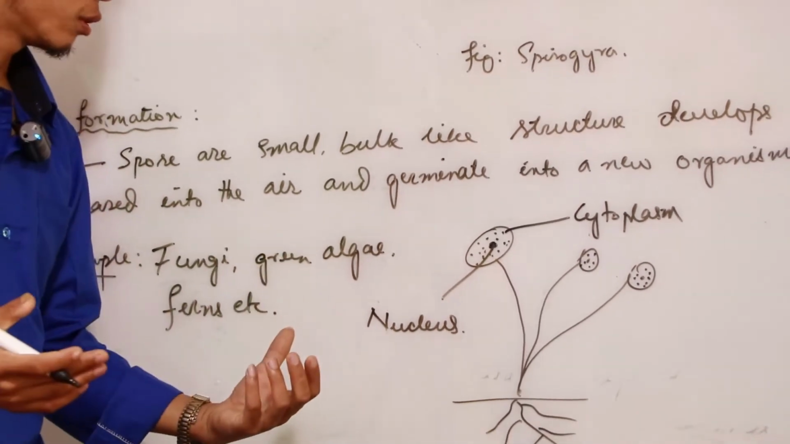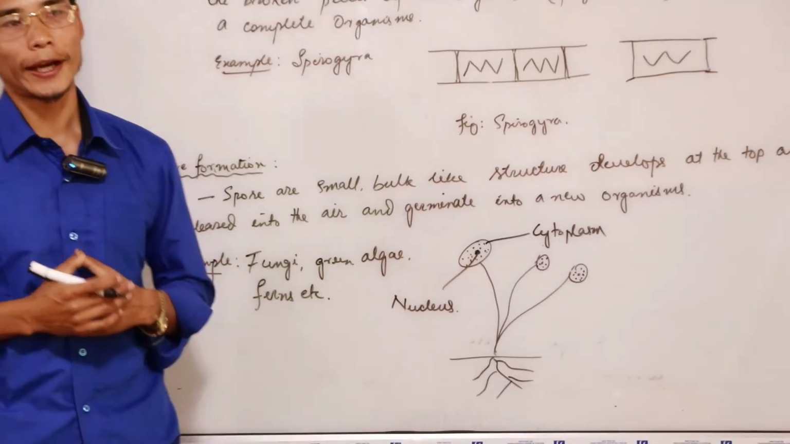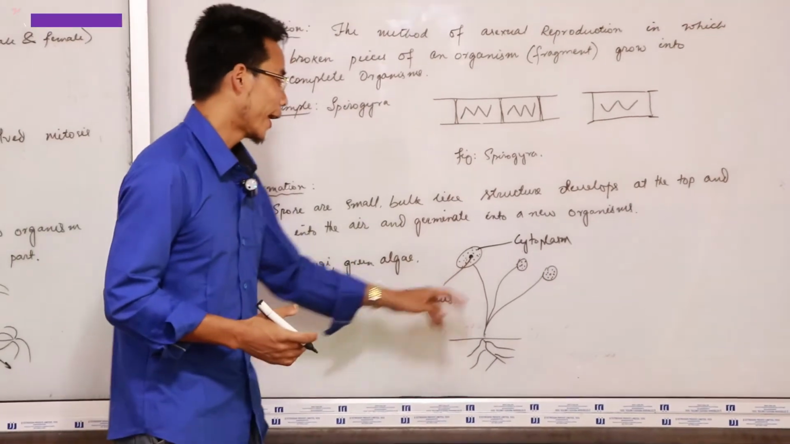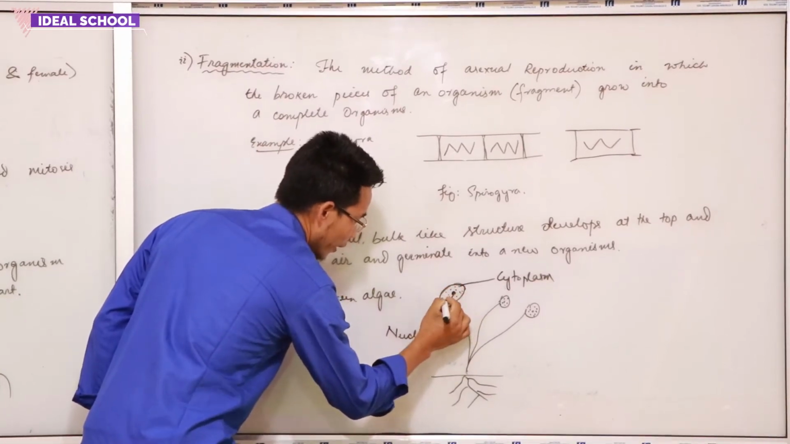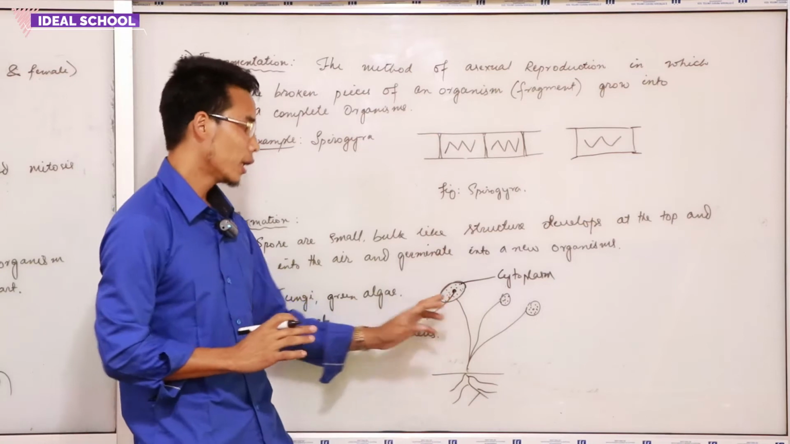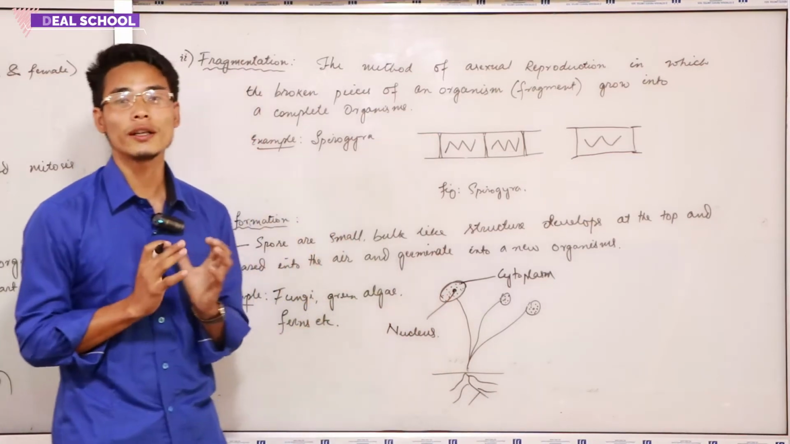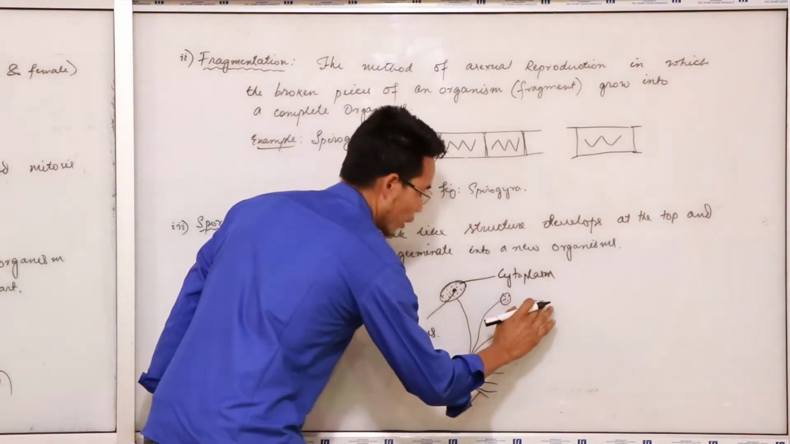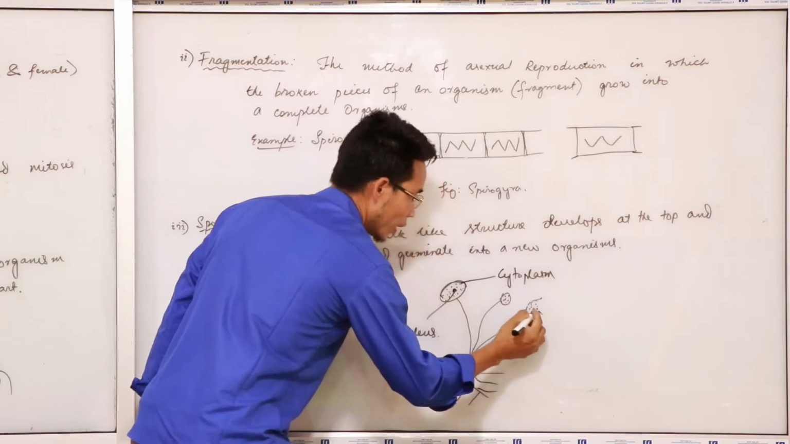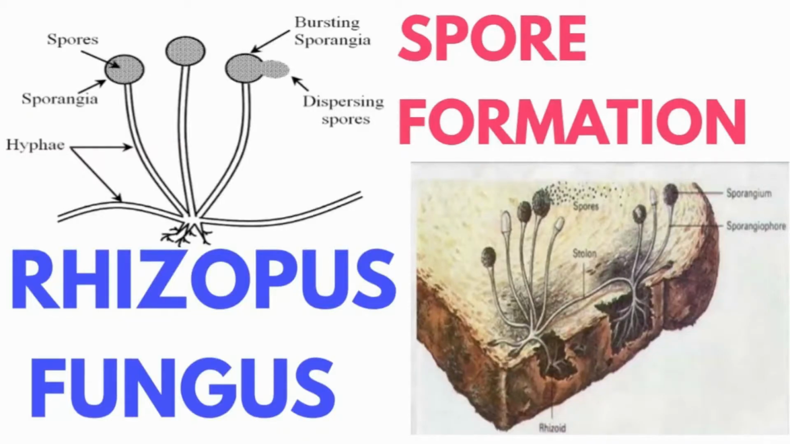What do we mean by spore? A spore contains a nucleus and a small amount of cytoplasm. And this one is the thick wall protecting the cytoplasm and the nucleus. When it is mature, it will be broken. When it is broken, the cytoplasm will be scattered here and there, carried by the wind, maybe by water, maybe different types of agents may be there to carry the spore.